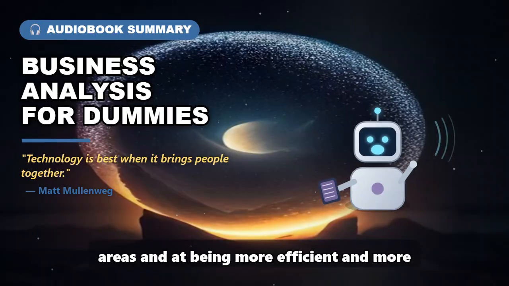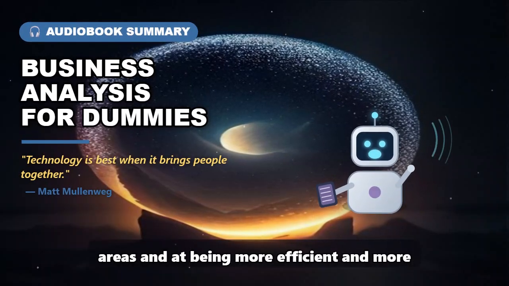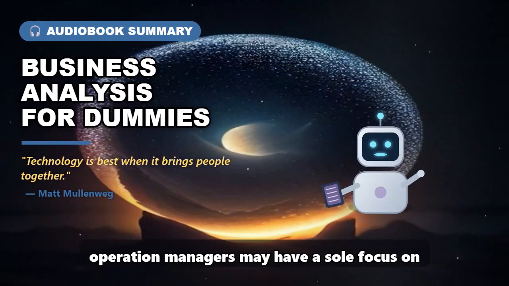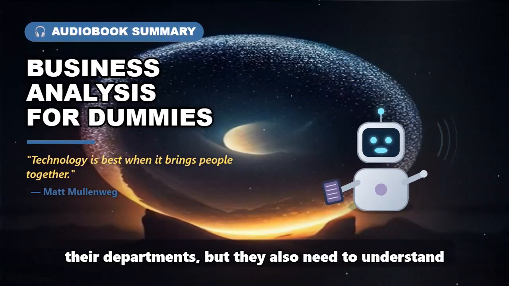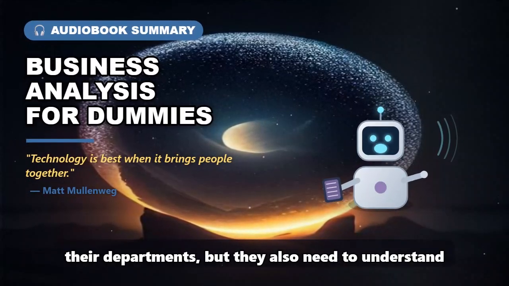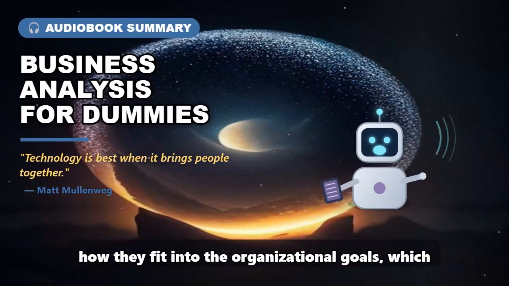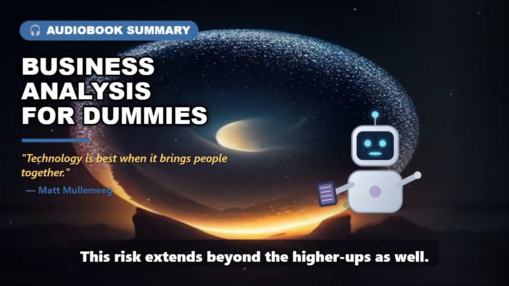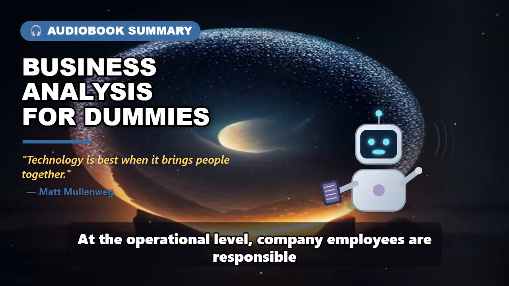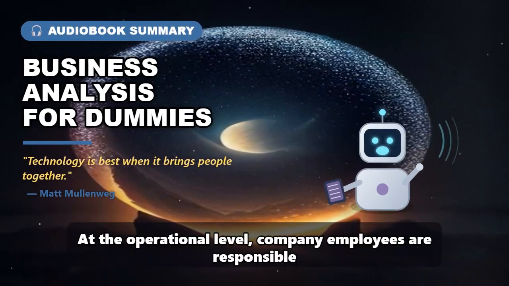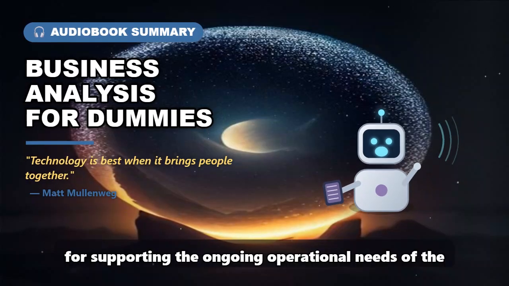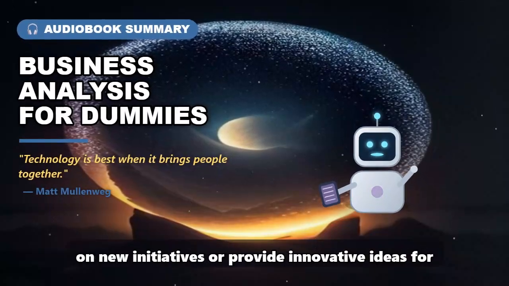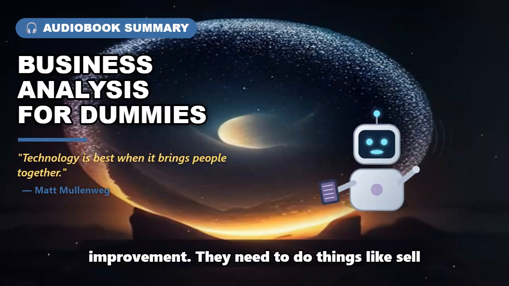Operational leaders tend to look only at their own areas and at being more efficient and more effective to help reach the organizational goals. The operation managers may have a sole focus on their departments, but they also need to understand how they fit into the organizational goals, which fit into the enterprise goals. This risk extends beyond the higher-ups as well. At the operational level, company employees are responsible for supporting the ongoing operational needs of the business and have very little time to work on new initiatives or provide innovative ideas for improvement.